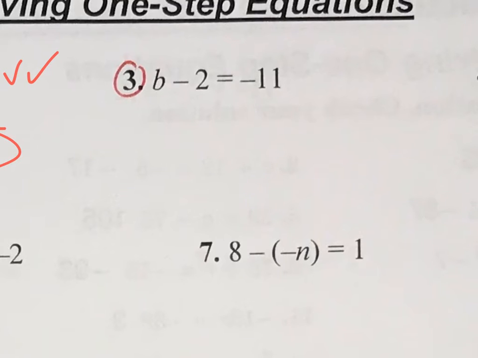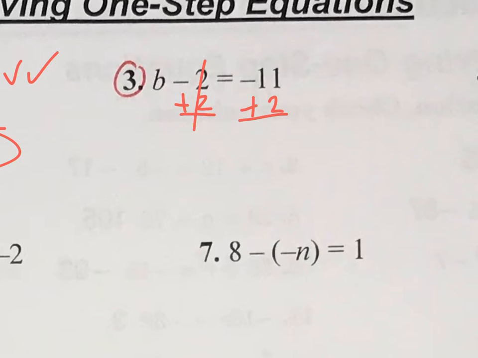Number 3, B is clearly on the left side. It's not by itself. There's a minus 2 right there. What do I do? I add 2, right? To get rid of the minus 2. What you do to one side, you must do to the other, plus 2. Now, when you say plus 2, don't really think that you're adding. Whenever you're adding or subtracting, you've got to think of money, right?